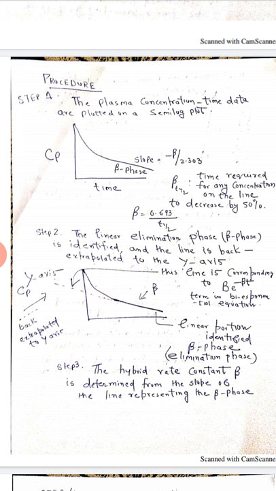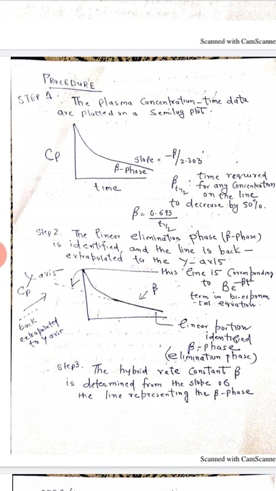You can see the bi-exponential curve. On the X-axis you can see time, and on the Y-axis you can see plasma concentration. When you see this bi-exponential curve, you can see the terminal portion of the second curve is linear, and you can find the slope from this linear portion. The slope will give you the value of beta. The equation is slope = -beta / 2.303.